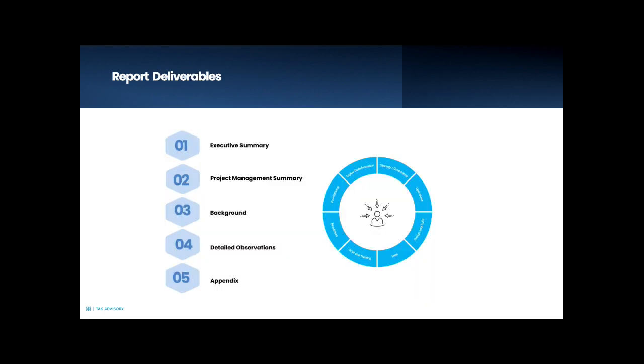Our report deliverables are an executive summary, a project management summary with the health check scorecard and details below that, a background on the overall process we went through, and then detailed observations by each one of the major focus areas. We also have an appendix with a list of the schedules and all that kind of information.